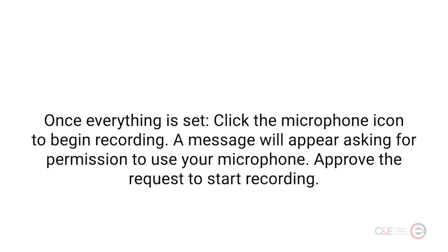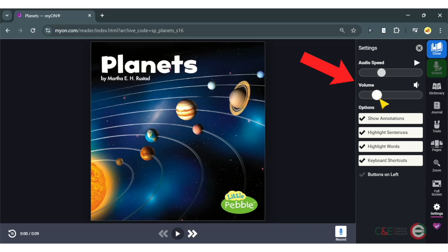Step 4. Once you return to the player, configure the audio settings. If you want to hear the narrator before recording, make sure the volume is set to full. If you don't want to hear the narrator, simply lower the volume slider.